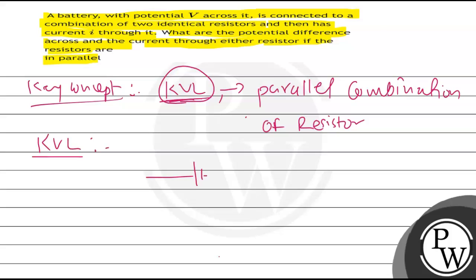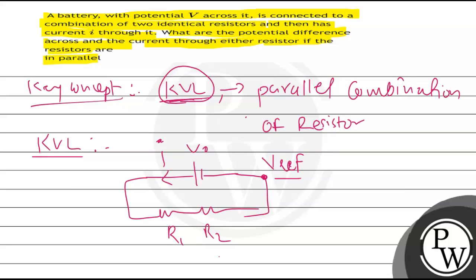Let us suppose this is a battery of voltage V naught and the current I is flowing through it. Two resistors R1 and R2 are connected in series across the battery. This point is named as V reference. Now let us write the voltage in this loop. In this loop, this point voltage is V reference.